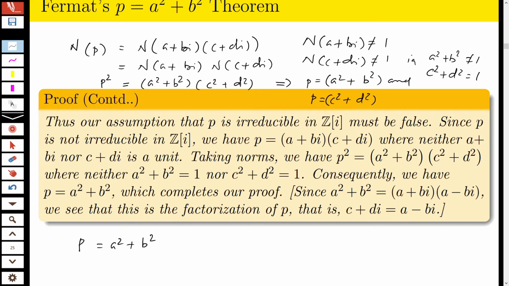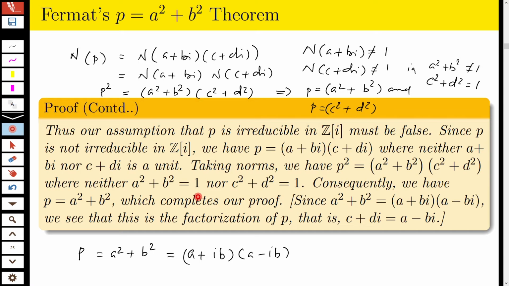So p has a factorization in Z[i]. A squared plus b squared is actually (a plus ib) times (a minus ib). So this is actually the factorization of p. And our assumption is that p equals (a plus bi)(c plus di), so c plus di must be equal to a minus bi. This proves Fermat's theorem that p is equal to a squared plus b squared.